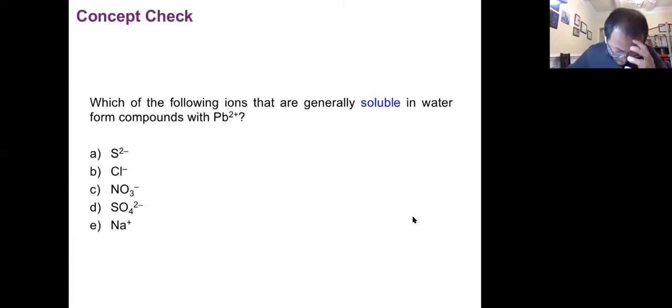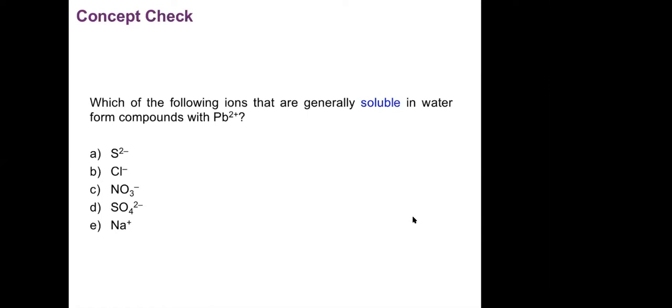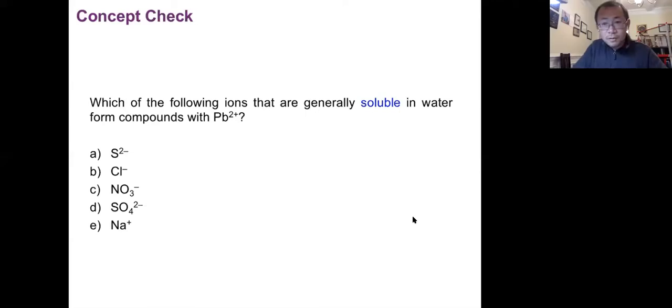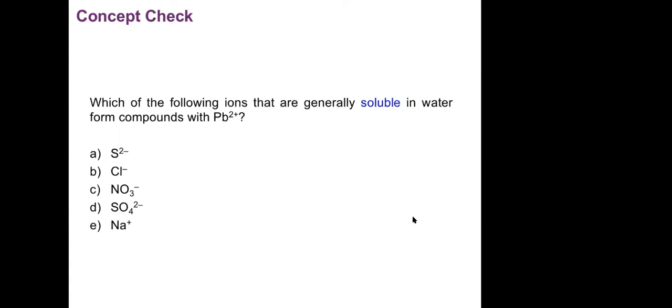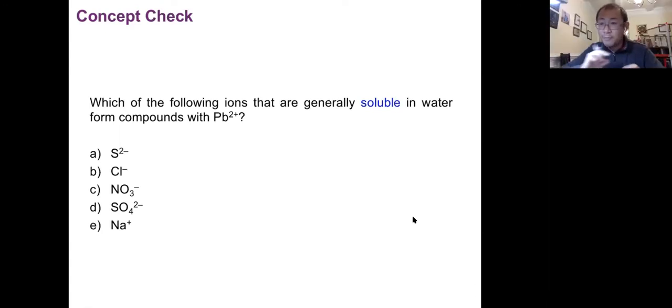Which of the following are soluble? Form a compound with lead. Very easy, guys. Which one will form a compound with lead that is soluble? Sodium? Sodium is a positive. Lead is positive. They can never form a compound. Ionic must be a negative and a positive, remember. You have a positive already, so you're actually choosing from A through D.